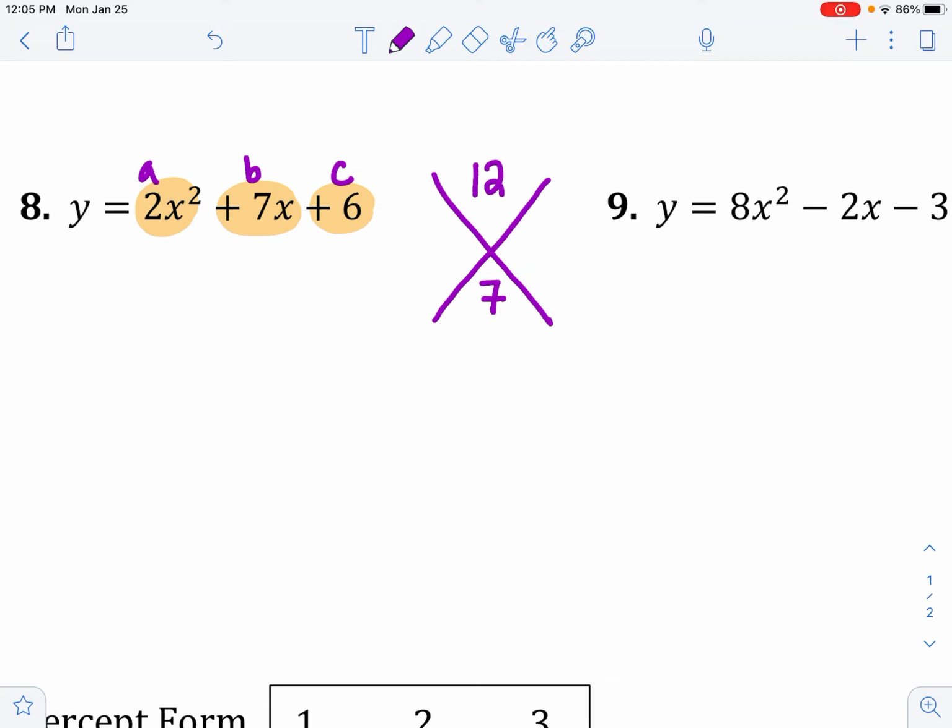1 times 12 will never give me 7. 1 and 12 will never give me 7, I should say. 2 and 6 will never give me 7. But you know what will? 3 and 4. 3 times 4 is 12, and 3 plus 4 is 7. All right, now I need to divide by a, which is 2.